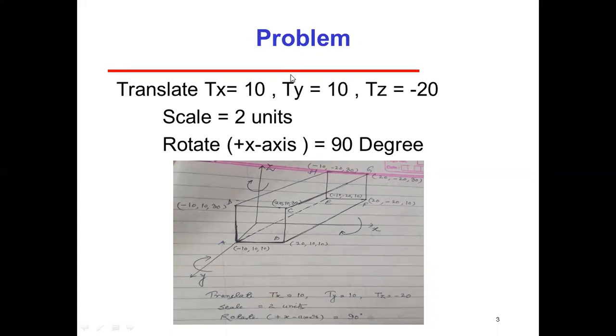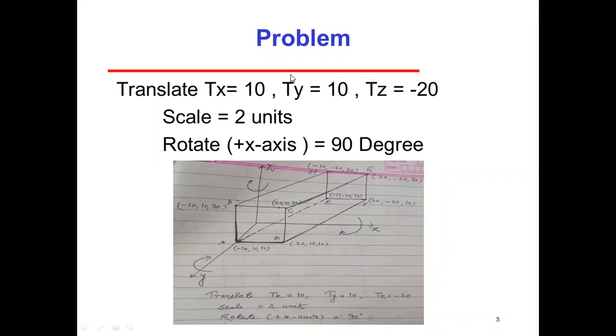Okay, so first you have to apply Tx is equal to 10, Ty translation, and then whatever final vertex you obtain you can use as the initial coordinates for the scaling, and whatever output you get, that is the new coordinates after the scaling transformation, then you will use for the rotation purpose.